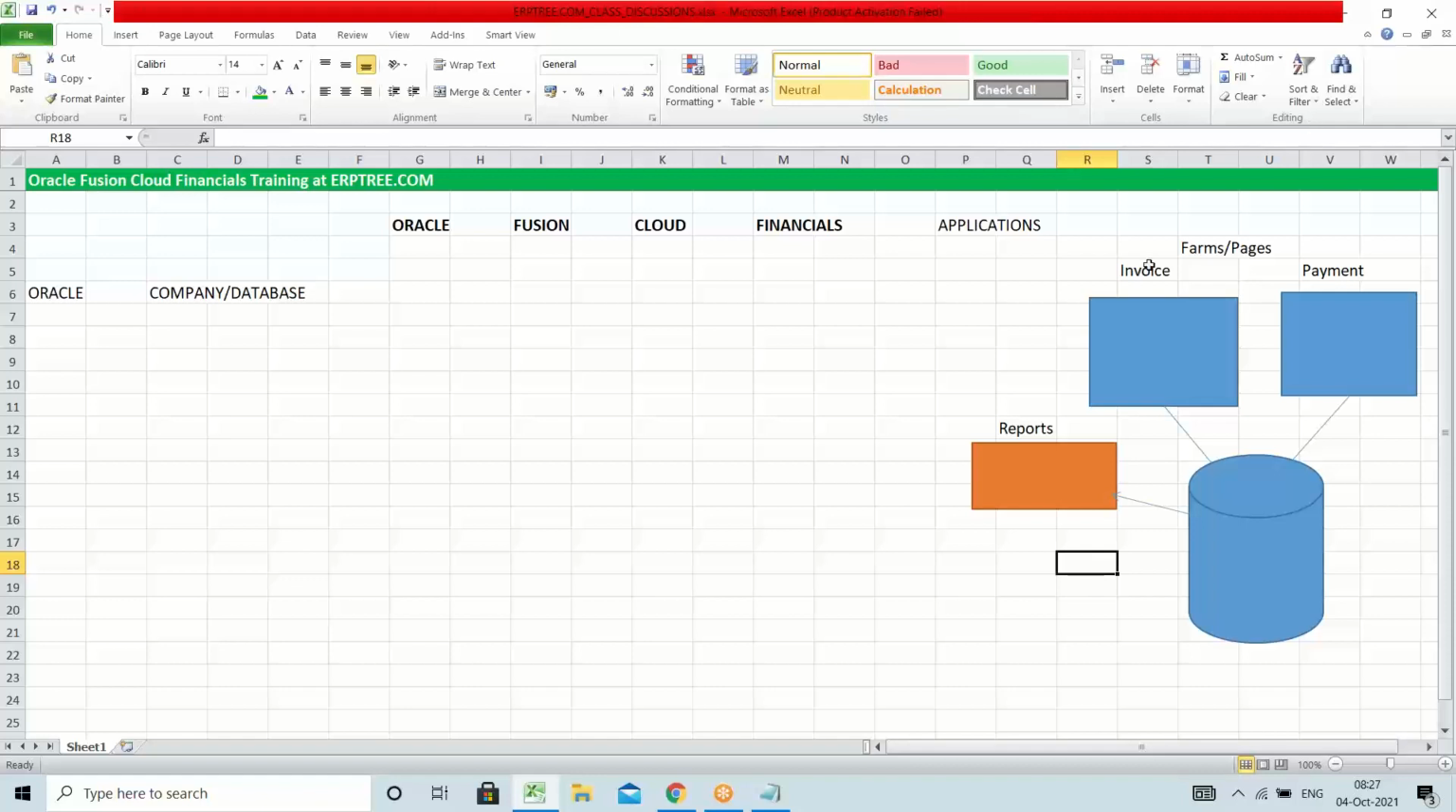Yeah, fine. Let's continue. So within these pages, it could be invoice related or payment related or supplier related or customer related, doesn't matter. With the help of pages or forms, we can input the data into the database, and whatever data is available in the database, if you want to see, you can see through these pages also, but you can see very limited information. If you want to see the complete information, you can use the concept called reports. The combination of these pages, database and reports only we call an application.